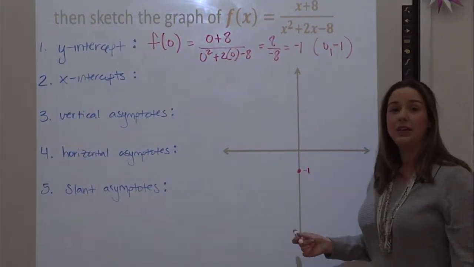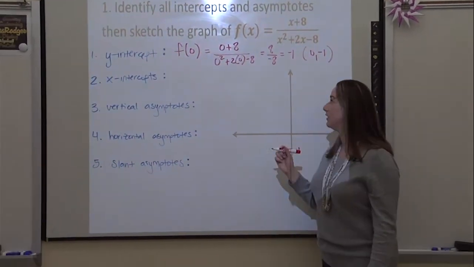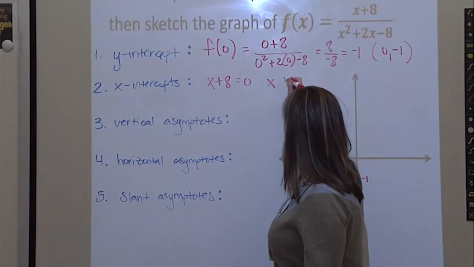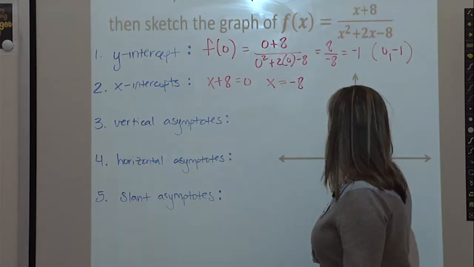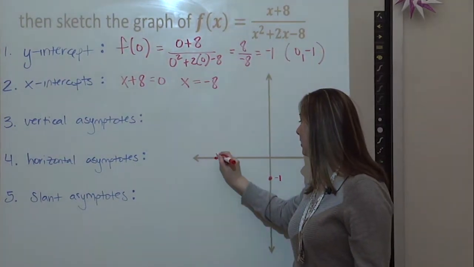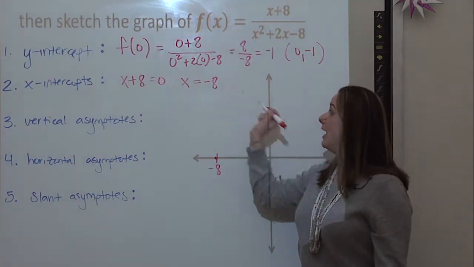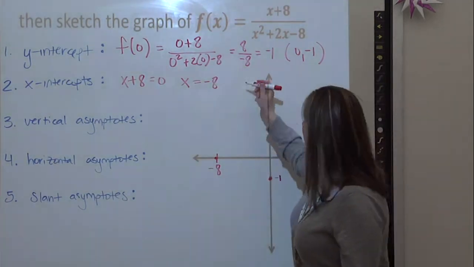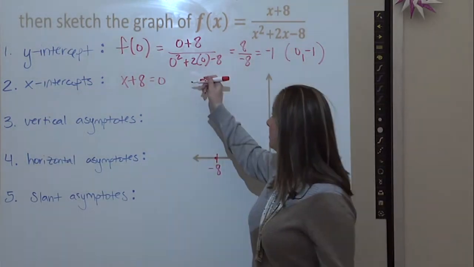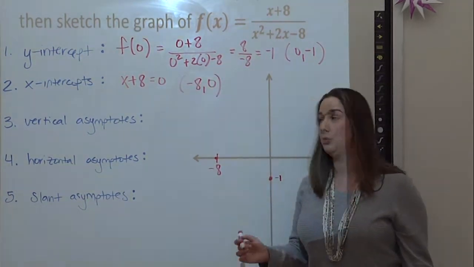My x-intercepts. This is when, again, I set my numerator equal to 0 and I solve for my x-intercepts. So I'm going to take x plus 8 and set it equal to 0 and get x equals negative 8. So negative 8 is one of the x-intercepts. And I'm going to plot that. Again, I want to write this as an ordered pair. So my answer, instead of writing x equals negative 8 because that's an equation, I want to make this more complete and say negative 8, 0 is the ordered pair that goes with that.